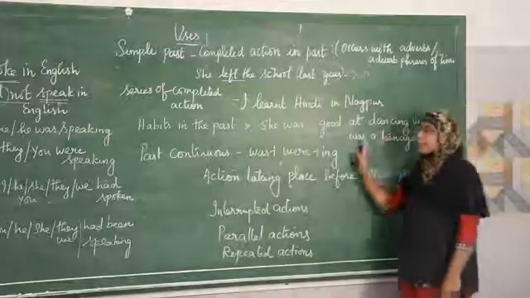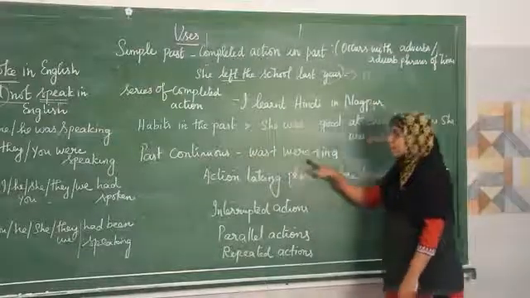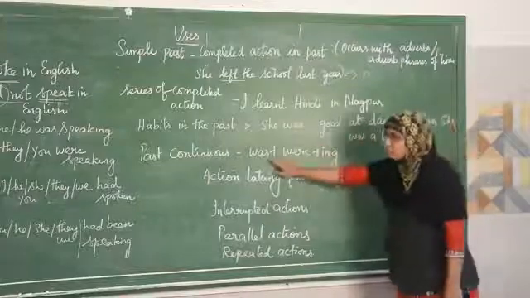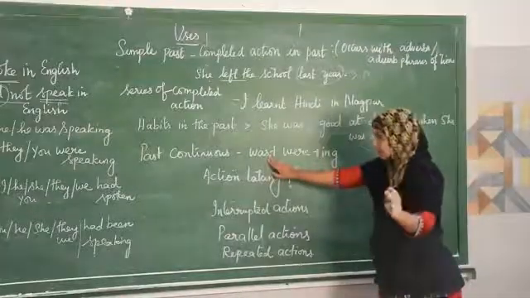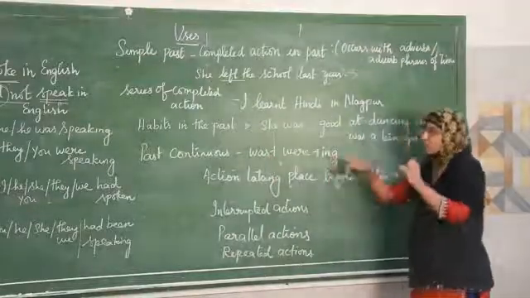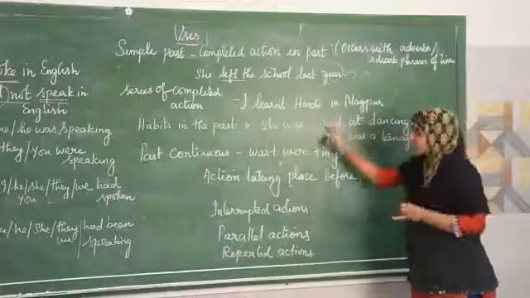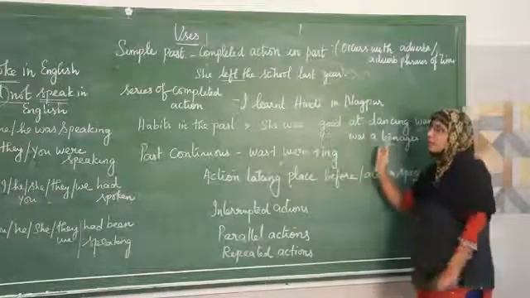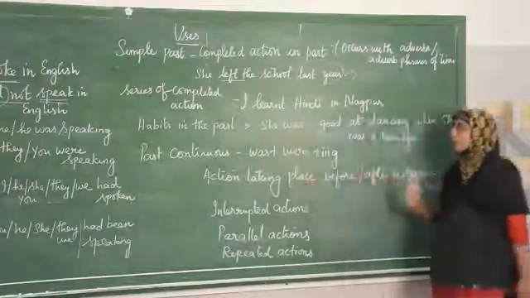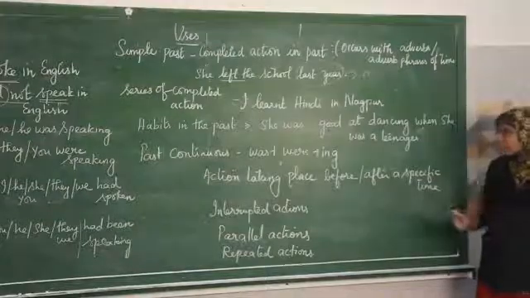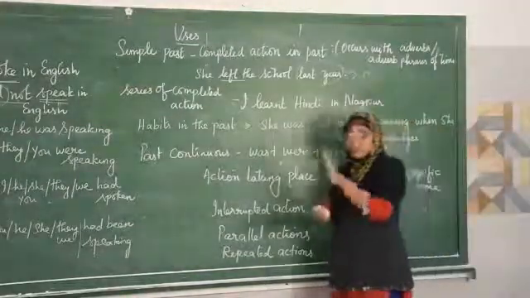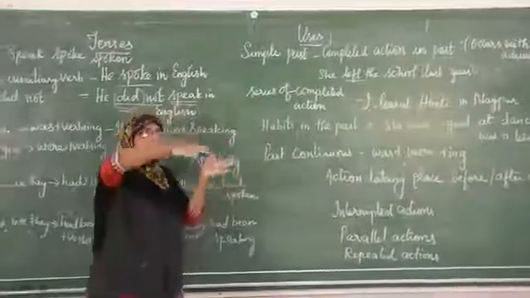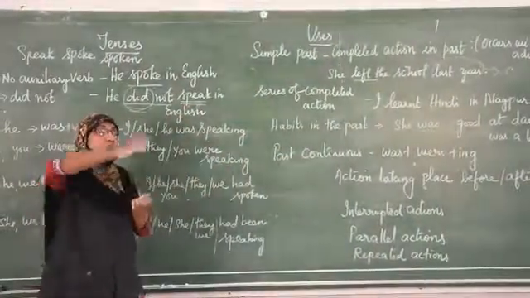Clear? Now the next one is past continuous. How to form past continuous? Was plus verb plus ing. Was is used for first person, third person, singular. Were is used for second person, you, then third person, plural, were plus ing. Now, when do you have to use this past continuous tense? Past continuous tense refers to an action when something is in progress in the past. When something is going on in the past.